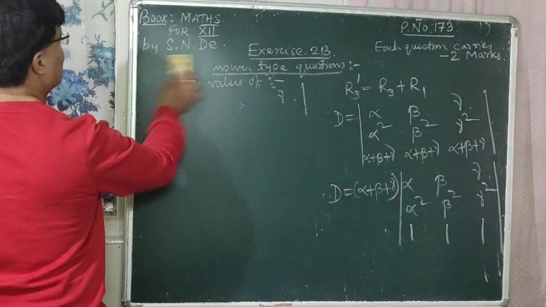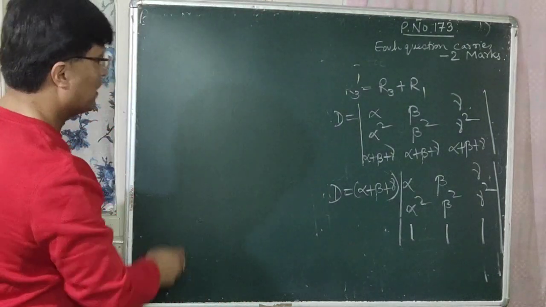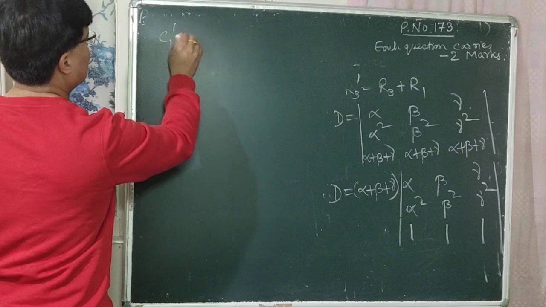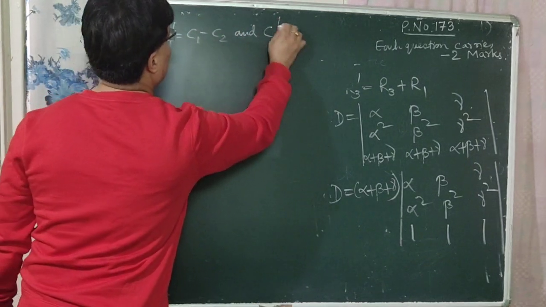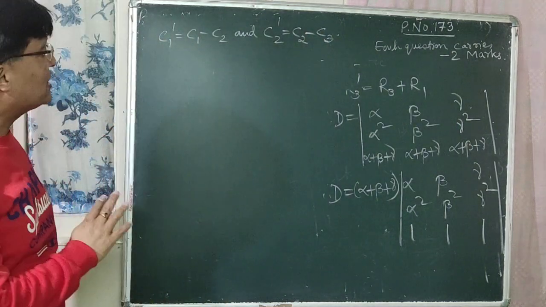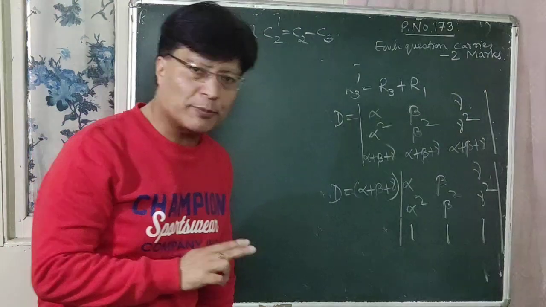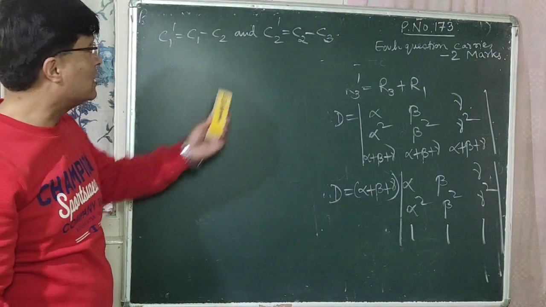We are using properties column-wise. Here also 1 minus 1 is 0. This is also 0. Okay? Now, you think that one is 0, you think that one is 0. You think that first column changes, second column changes, third column changes. Then, the maximum is 1. What is the property used? Two elements are 0.